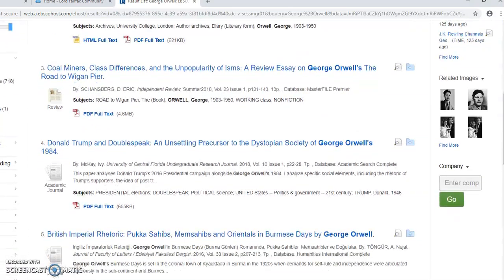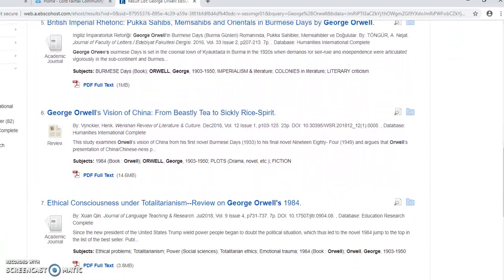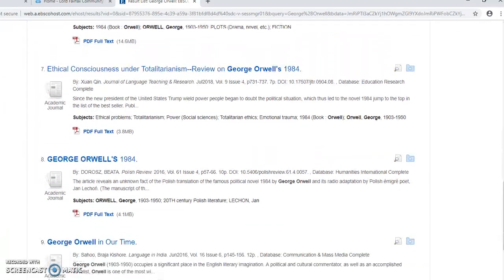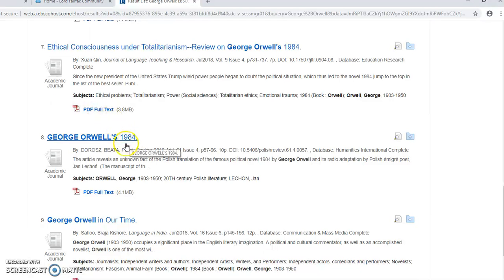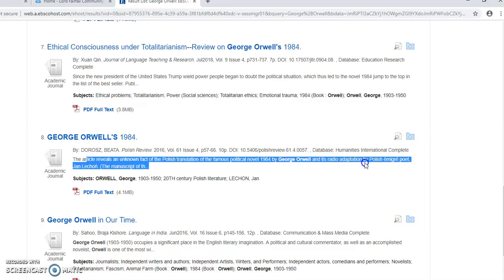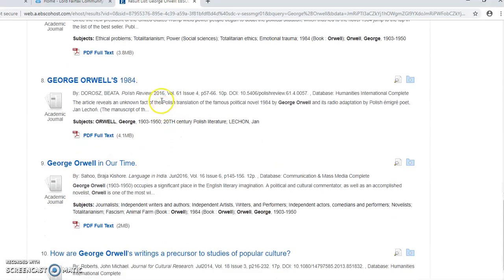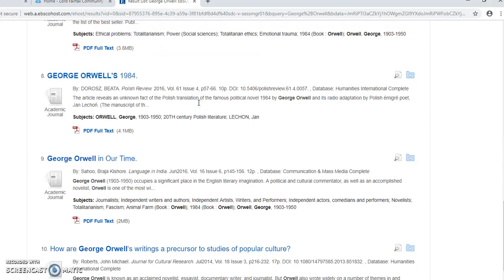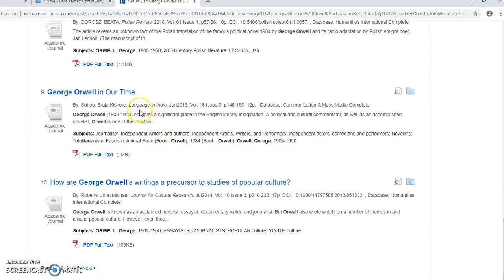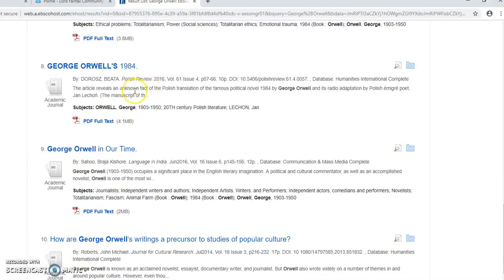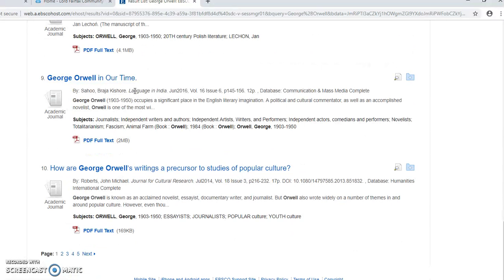So you go back here, and you look for, like, this one. George Orwell's 1984. The article reveals an unknown fact of the Polish translation of the famous political novel 1984. So, because this says Polish translation, it is more interested in information that they found when it was translated in a different language. So I found that just because the article's title says something that would be interesting or maybe useful for the story doesn't necessarily guarantee that's the truth. But George Orwell in our time.